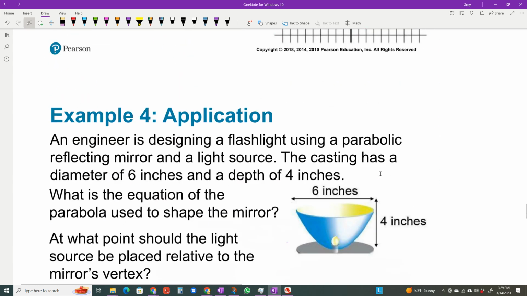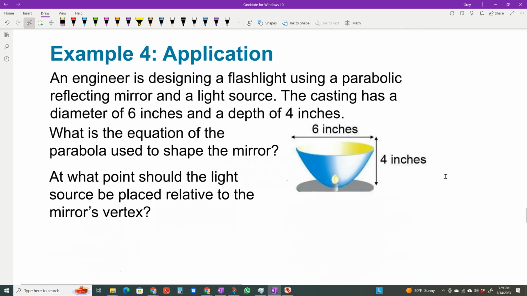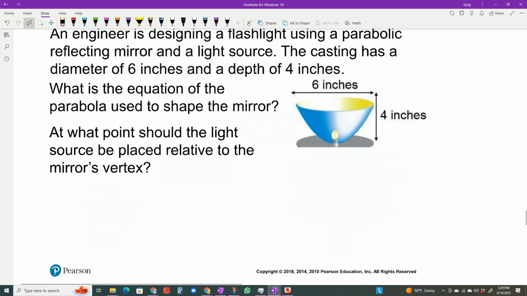All right, an application. An engineer is designing a flashlight using a parabolic reflecting mirror and a light source. The casting has a diameter of 6 inches and a depth of 4 inches. What is the equation of the parabola used to shape the mirror? And at what point should the light source be placed relative to the mirror's vertex?